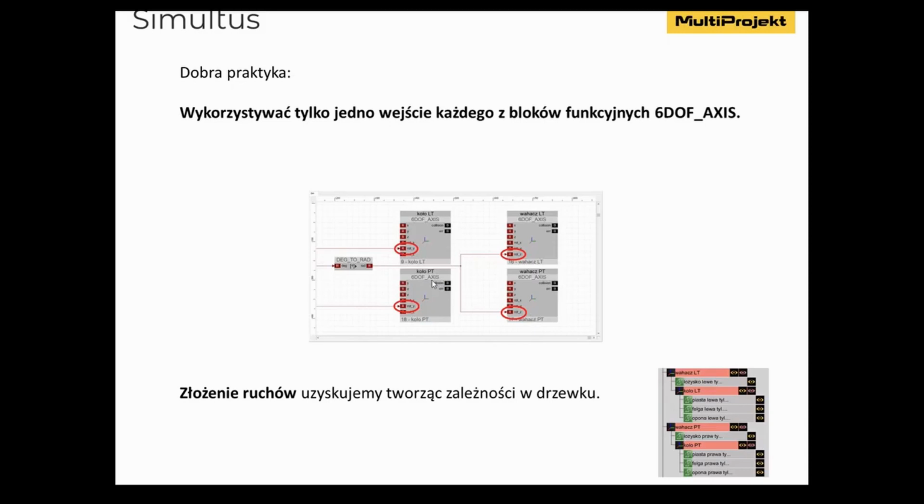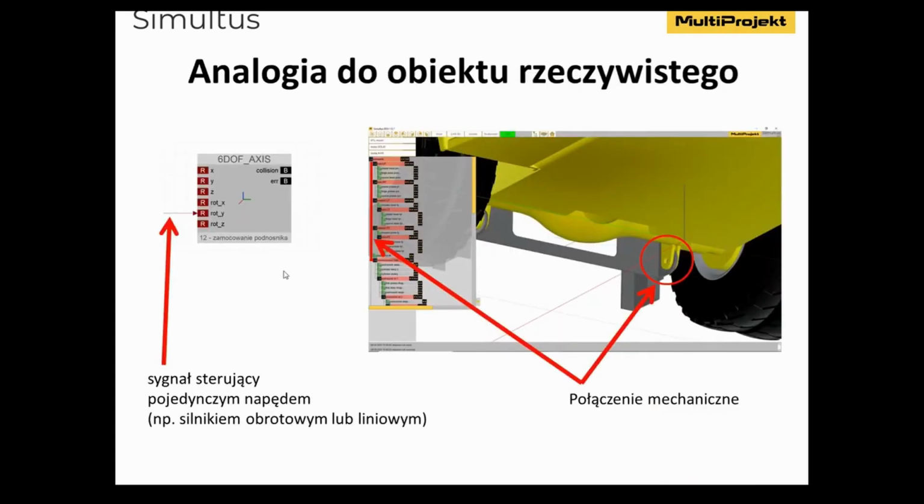If possible, use only one function block input to control the motion. However, by creating a tree of kinematic relationships, we obtain the appropriate composition of these movements by taking the hierarchy we have built into account. The analogy to the real object goes as follows. Using the diagram and the 6 DOF axis function blocks, we control the movement of individual drives. For example, rotary and linear motors or pneumatic cylinders. The kinematic relationship tree, as in case of a real object, defines the physical connections between individual mechanical parts.